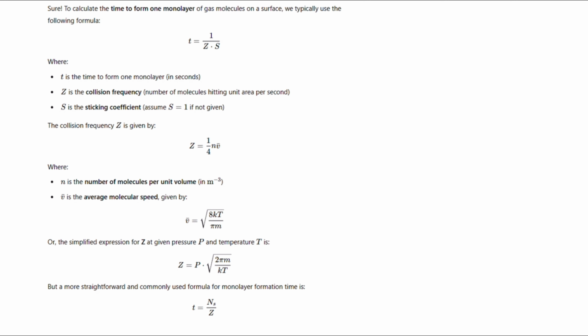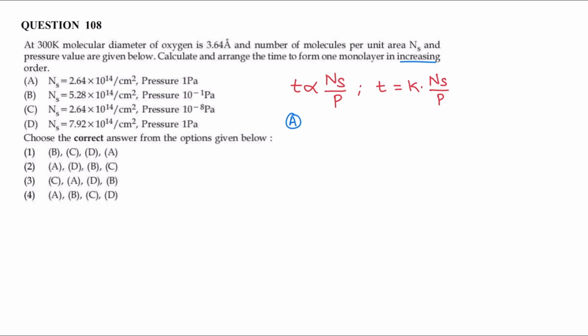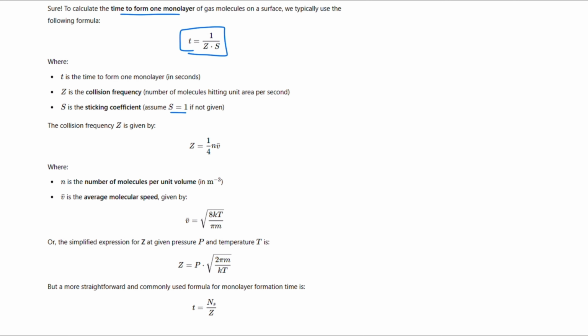The time to form a monolayer of a gas molecule on the surface is T equal to Ns by Z. Here the sticking coefficient is not given, so it is assumed to be unity. T is the time to form a monolayer, Z is the collision frequency. The expression for Z in terms of pressure and temperature is Z equal to P by square root of 2 pi m kT. So Z is directly proportional to pressure and inversely proportional to square root of temperature.